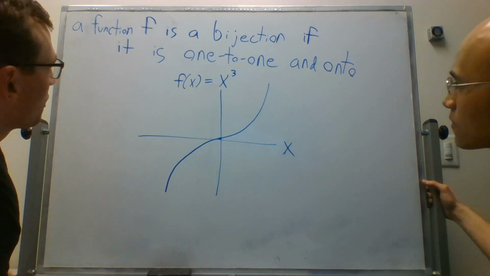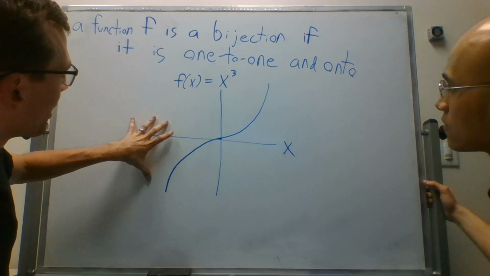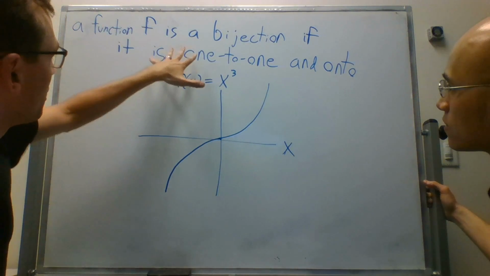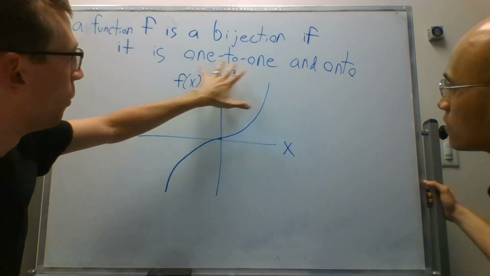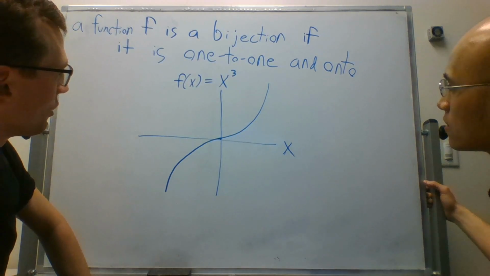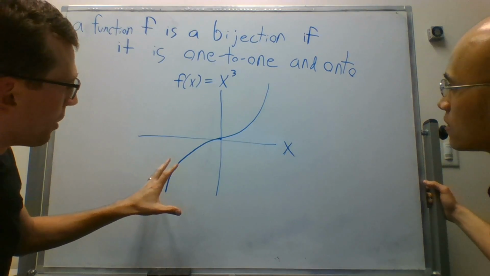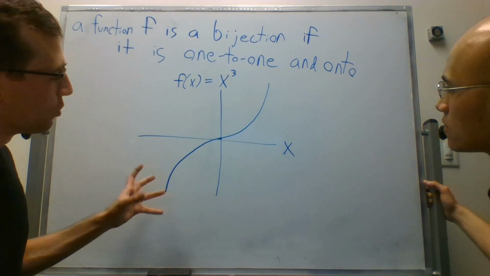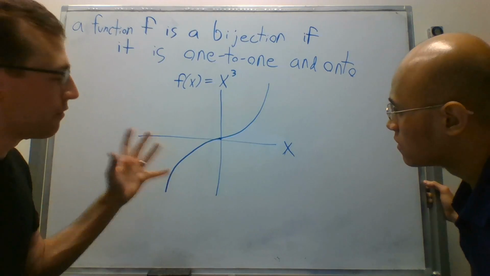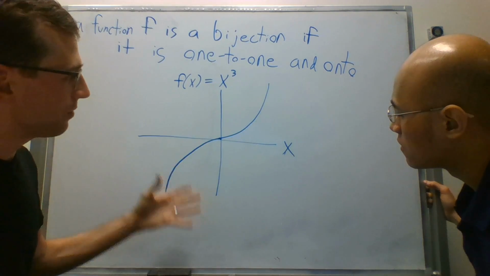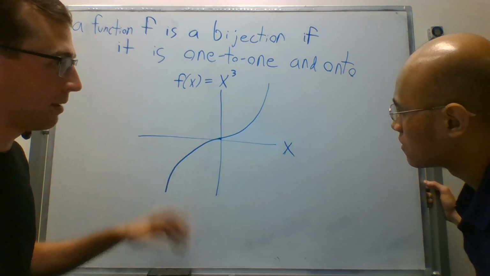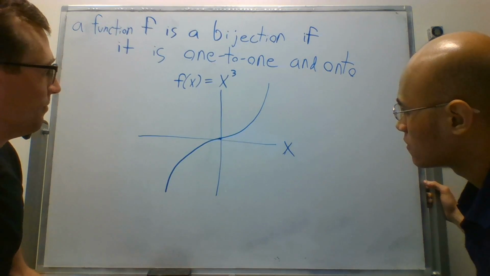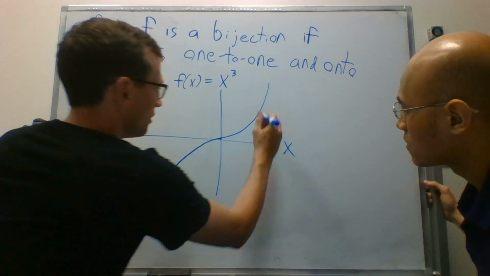So let's go through this. Is this function a bijection? Okay, well, let's check the definition. It's a bijection if it is one-to-one. Okay, well, let's look at that. So is it one-to-one? Now remember, something is one-to-one if f of x being equal to f of y implies x equals y. Right. So let's say f of x is this.